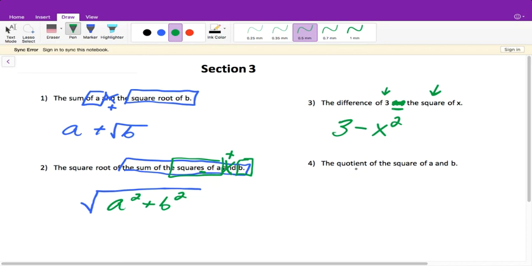All right, this one says the quotient, so that means division. Once again, I can just change this "and" to a division sign: the square of a and b. See how it's not plural, so therefore only a is being squared. So it'll be a squared over b. All right, that is it for section 3. Let's move on to section 4.